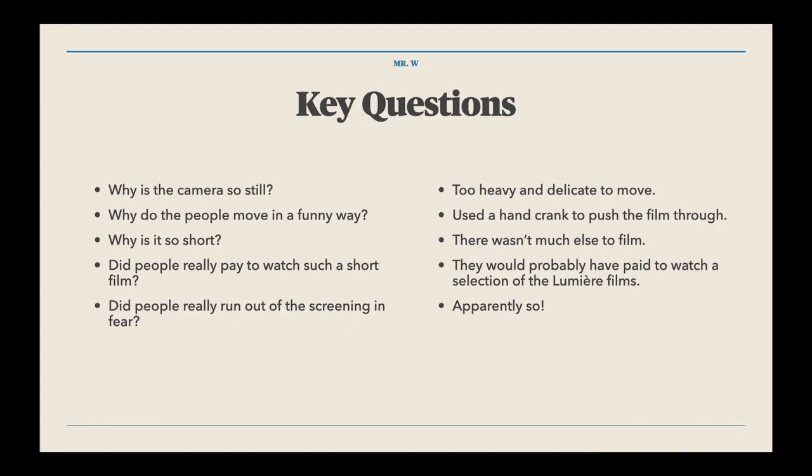Well, it was pretty heavy and it was really, really delicate at the time. And the answer to the second question, why do the people move in a funny way, helps answer the first two. They used a hand crank to push the film through. They used about 17 meters of film to record 50 seconds of footage. So if you imagine someone stood there cranking that film through by hand, winding it with a winch, and you couldn't really move around very far with it, and you had to look after the film quite carefully too. You didn't want to overexpose it, so it was very difficult to move the camera around.